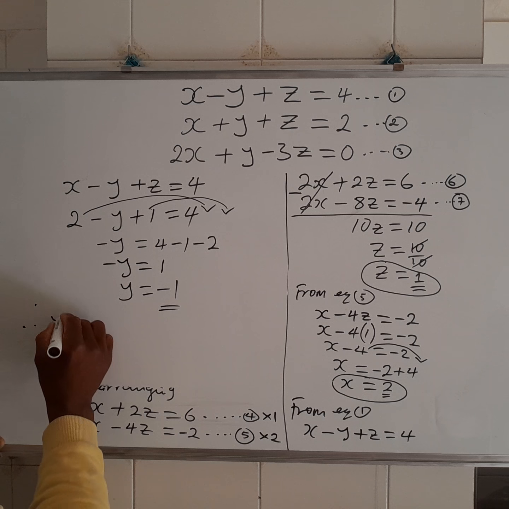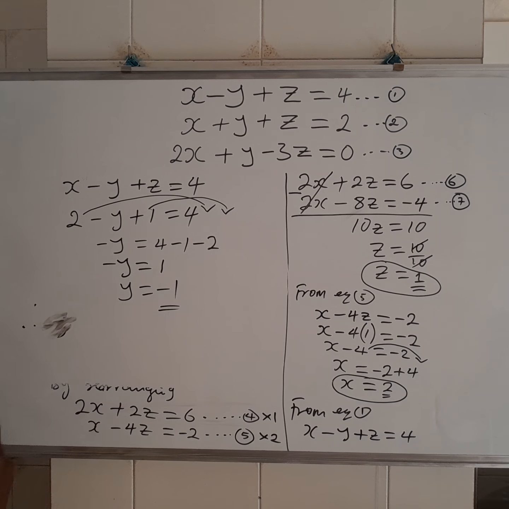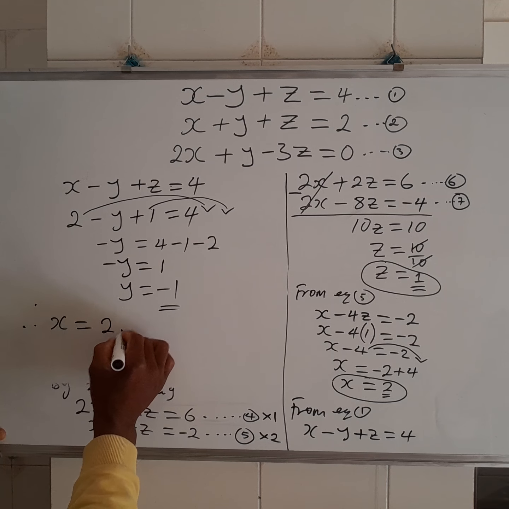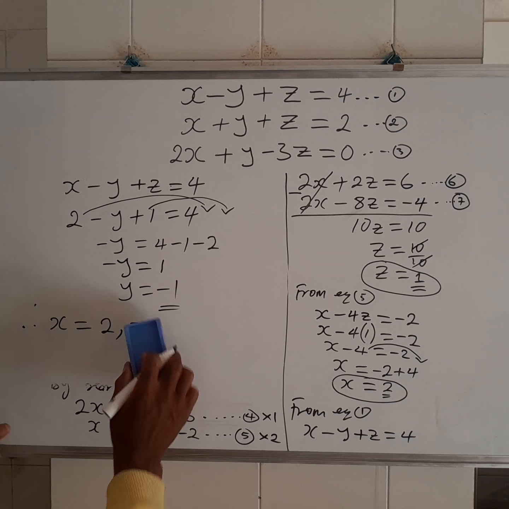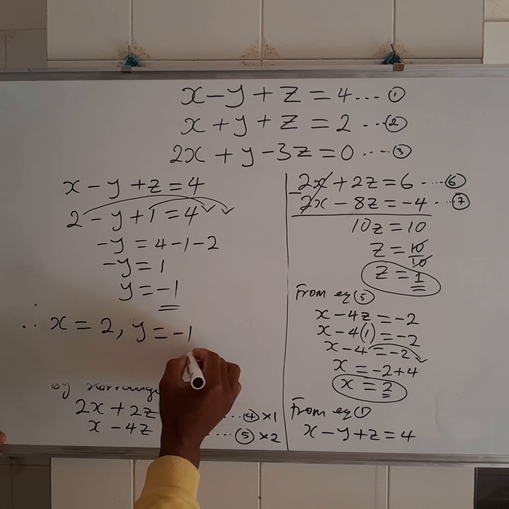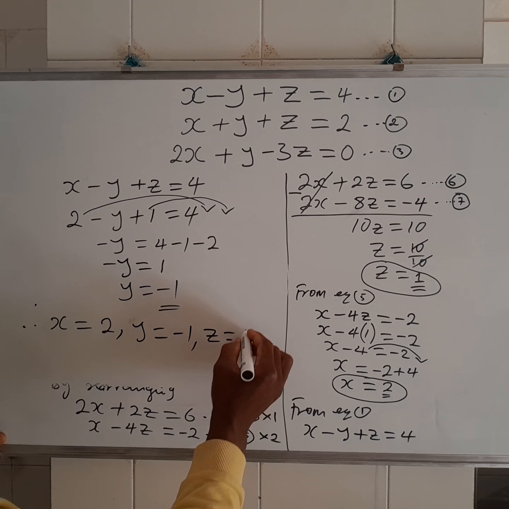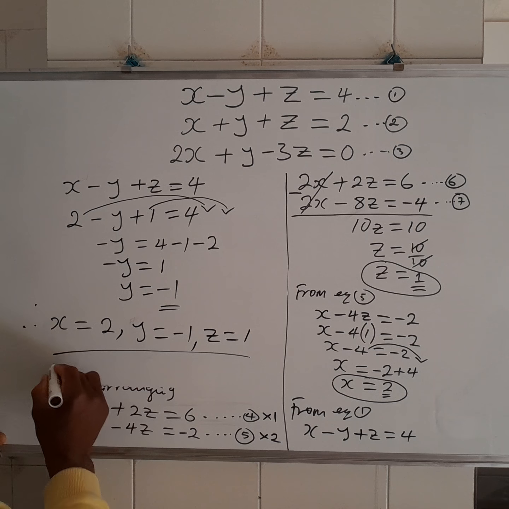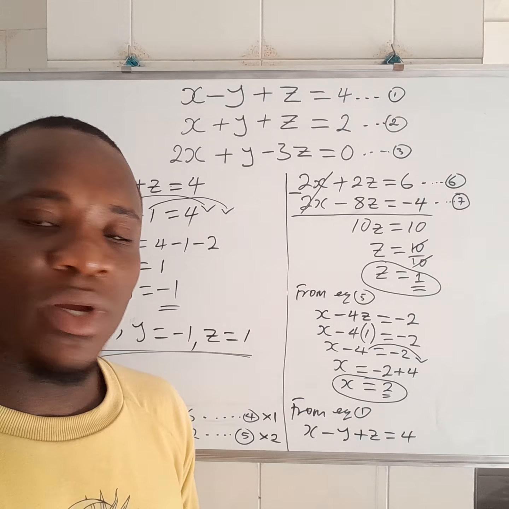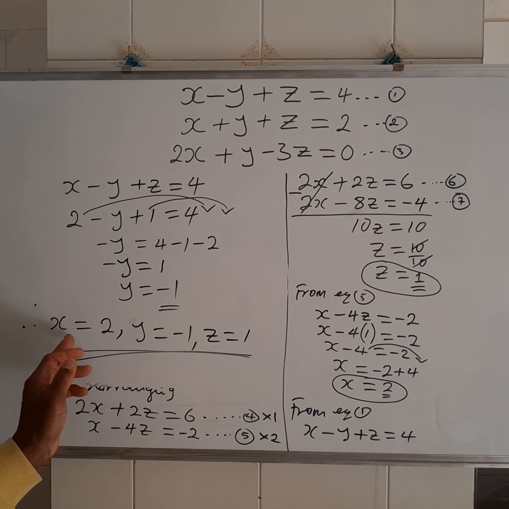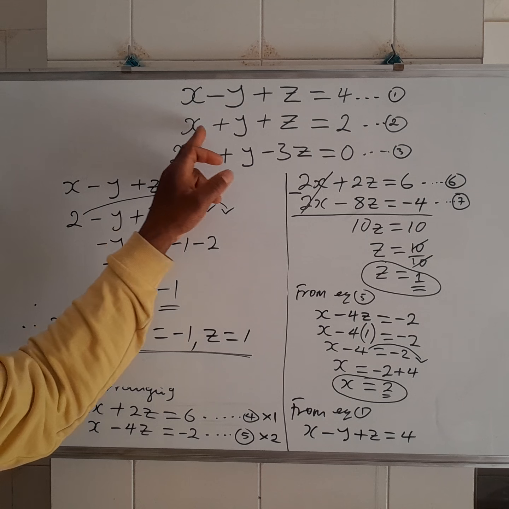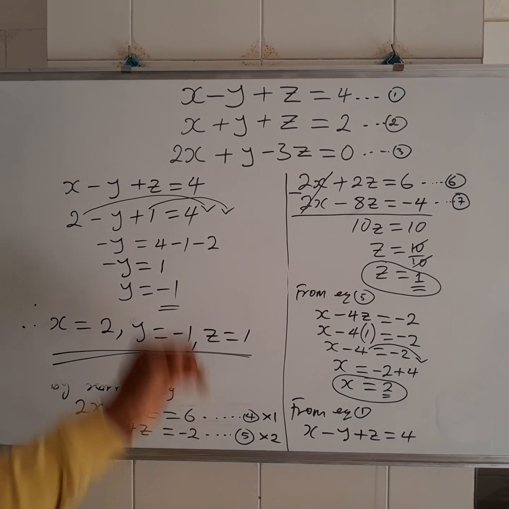So therefore, x is equal to 2, then y is equal to minus 1, then z is equal to 1. So these are the values of x, y, and z that will satisfy these equations. So if you have time, substitute this in the first equation. You will have everything to be 4. You go into equation 2, everything will be equal to 2. So also in equation 3.